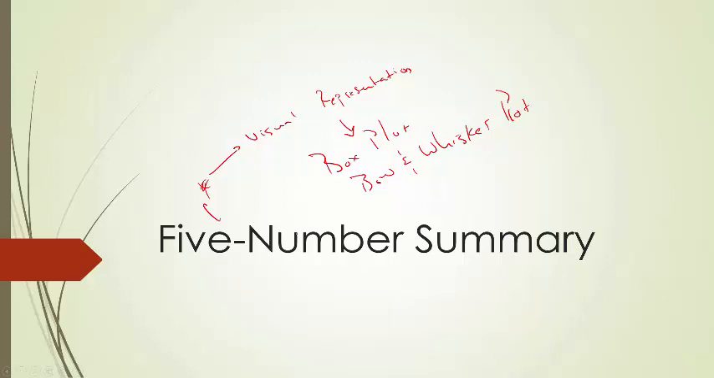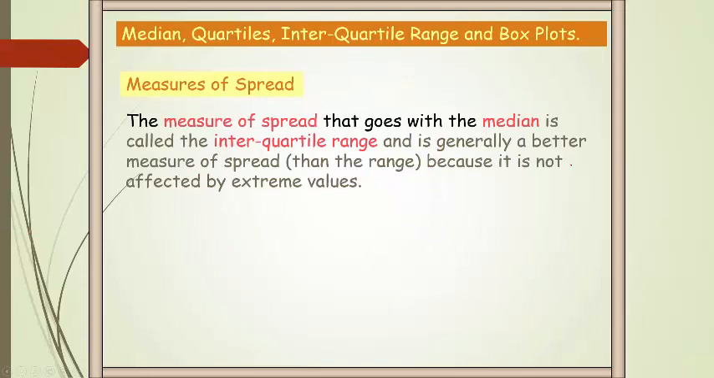So first off, let's give some definitions before we describe exactly what the Five-Number Summary is. We're going to go back and talk about a measure of spread, or a measure of dispersion, and the measure of spread that goes with the median. We saw that the measure of spread that went with the mean was the variance and the standard deviation. But the measure of spread that goes with the median is called the interquartile range, or IQR.